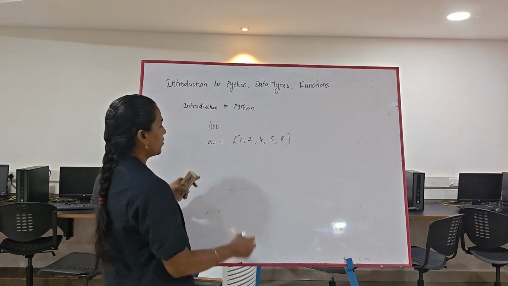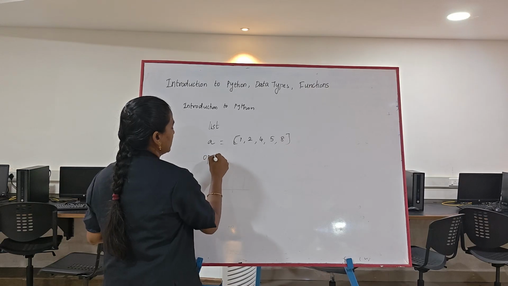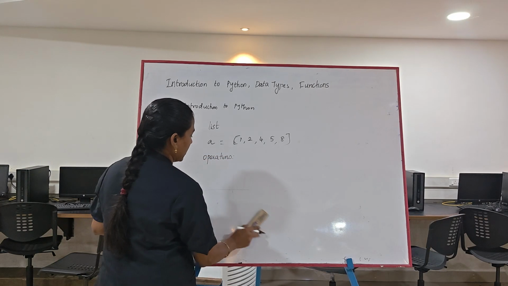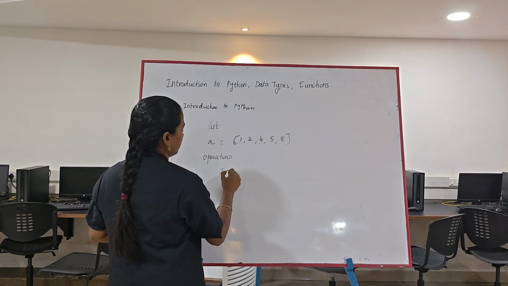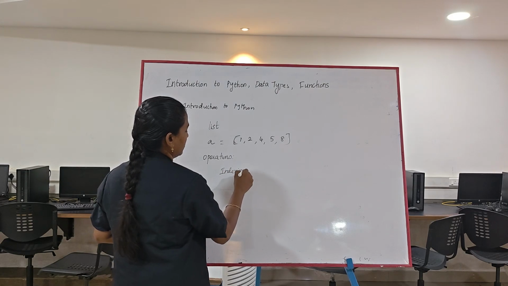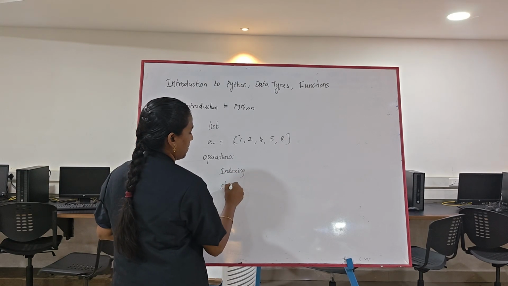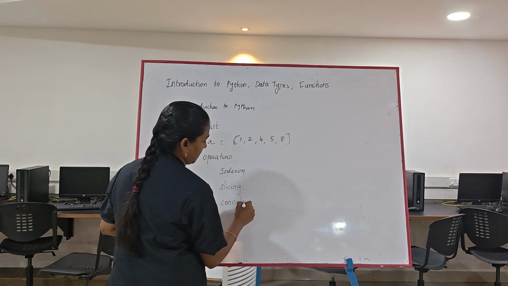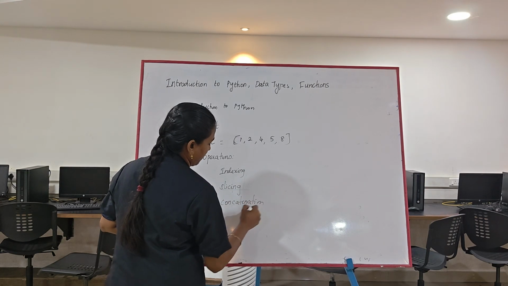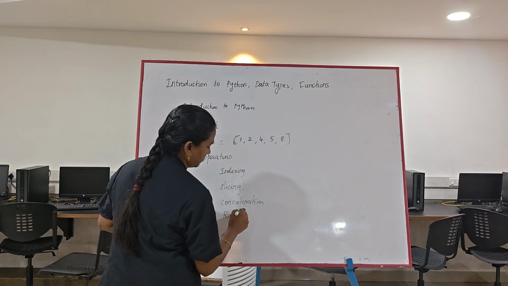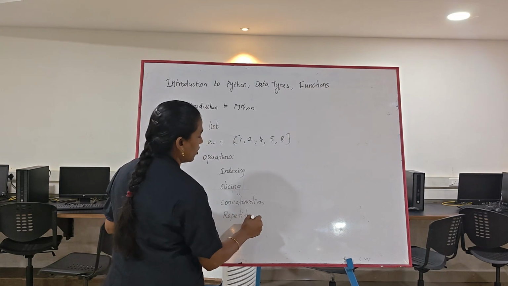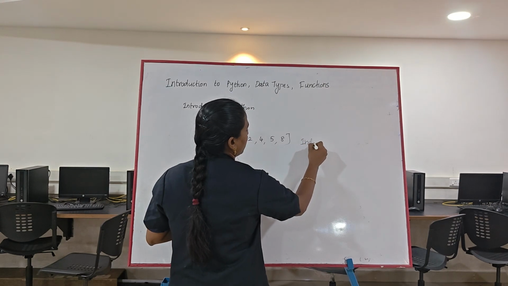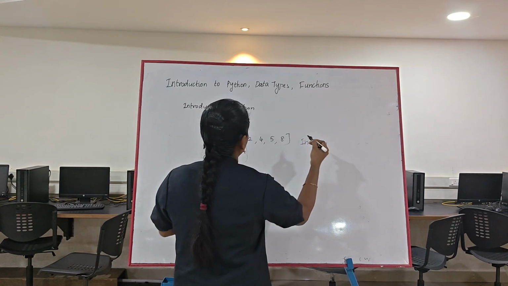Here also some operations are there. The operations of list are the same: indexing, slicing, concatenation, repetition. These are the operations. Indexing, similar to the string, we are going to use indexing.